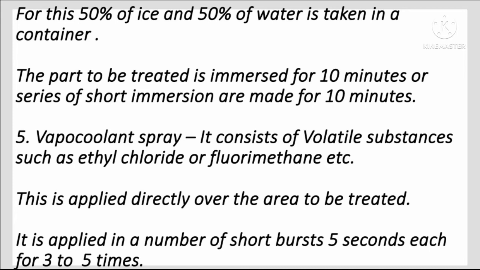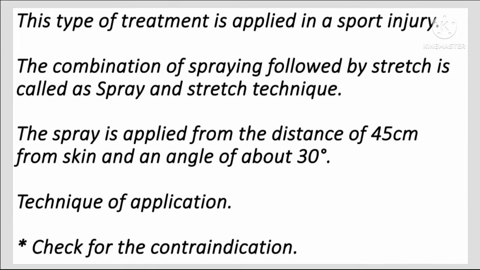Vapor coolant spray. It consists of volatile substances such as ethyl chloride or fluoromethane, etc. This is applied directly over the area to be treated. It is applied in a number of short bursts, 5 seconds each, for 3 to 5 minutes. This type of treatment is applied in sports injury. The combination of spraying followed by stretch is called a spray and stretch technique. The spray is applied from a distance of 45 cm from the skin and at an angle of about 30 degrees.